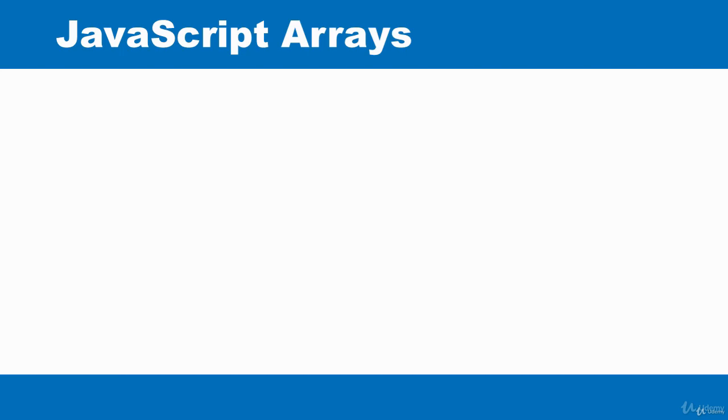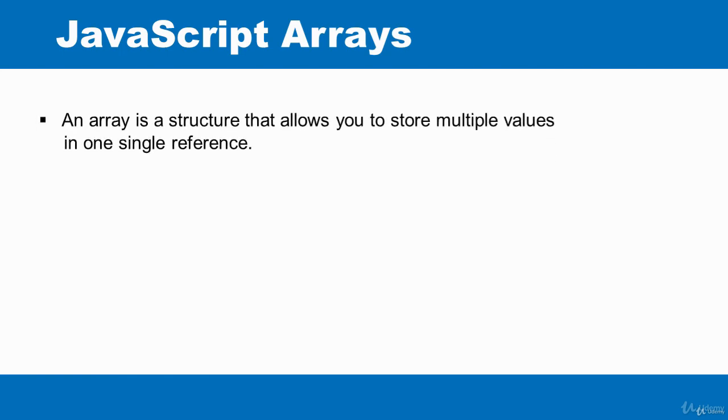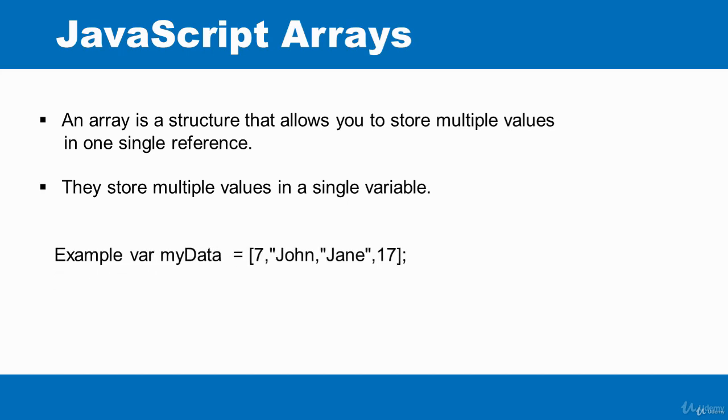In this video, I'll be introducing you to JavaScript arrays. What is an array? An array is basically a structure that allows you to store multiple values in one single reference. Basically, what that means is that it stores multiple values in a single variable. So an array is a special variable which can hold more than one value at a time, in comparison to a variable that can only hold one value at a time.